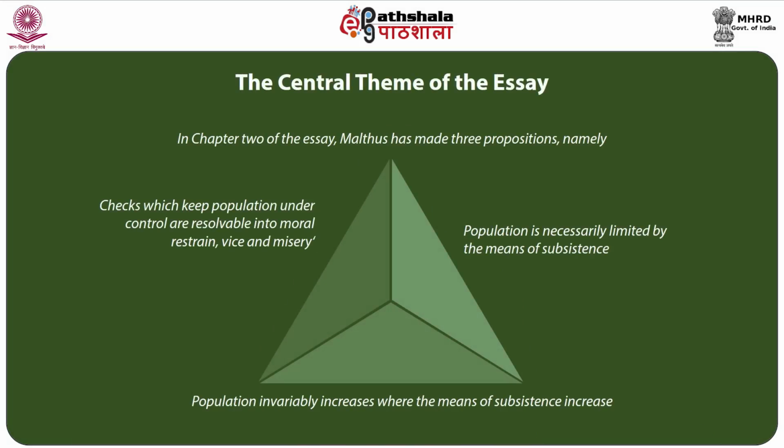In chapter 2 of the essay, Malthus made three propositions, namely: 1. Population is necessarily limited by the means of subsistence. 2. Population invariably increases where the means of subsistence increases, unless prevented by some very powerful and obvious checks. And 3. These checks, which keep population under control, are resolvable into moral restraint, vice, and misery.